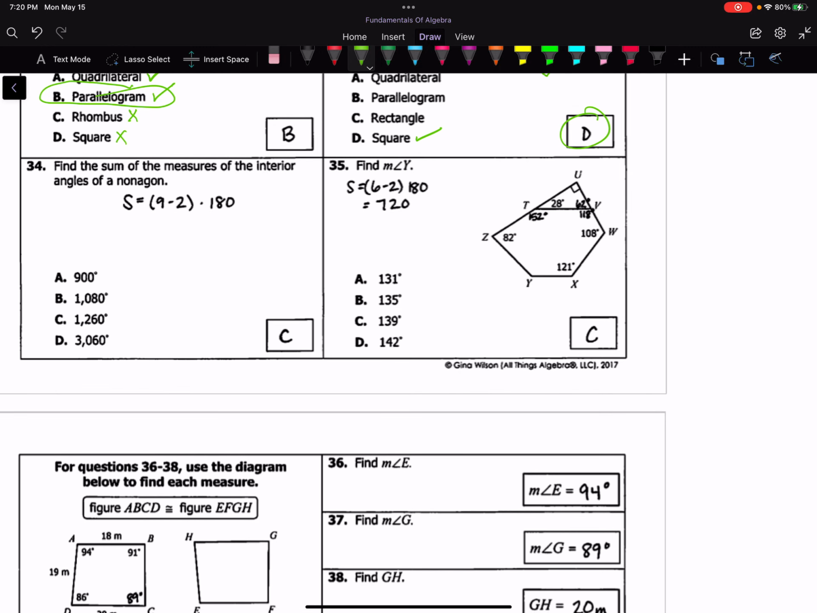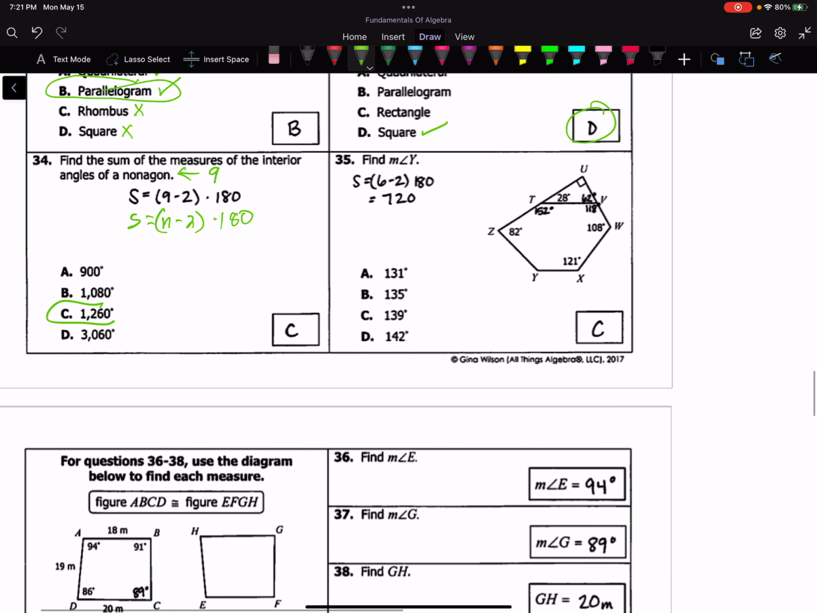Find the sum of the measures of the interior angles. Well, the sum is equal to n, the number of sides, minus 2, times 180. A nonagon, if you remember, is 9. So 9 minus 2 is 7. 7 times 180 is 1260.